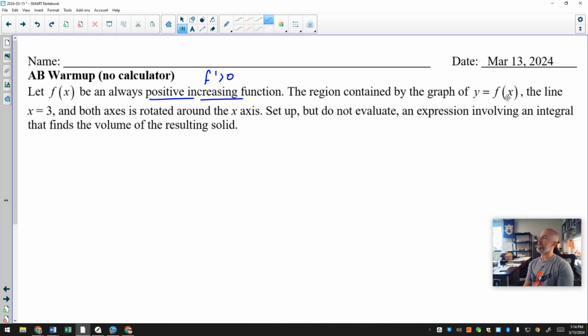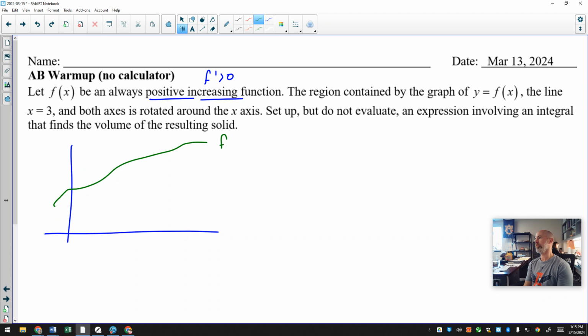So the region contained by that graph, the line x equals 3, maybe that's why I was thinking x equals 3 a second ago, and both axes. So what I'm going to do is graph F. I don't know much about F other than F is always positive, above the x-axis, and increasing. So F looks something like that. There's my f of x. Here's my line x equals 3. And we're taking this region and rotating it around the x-axis.